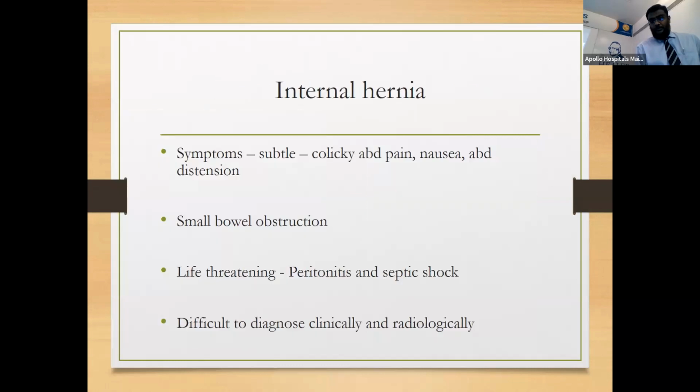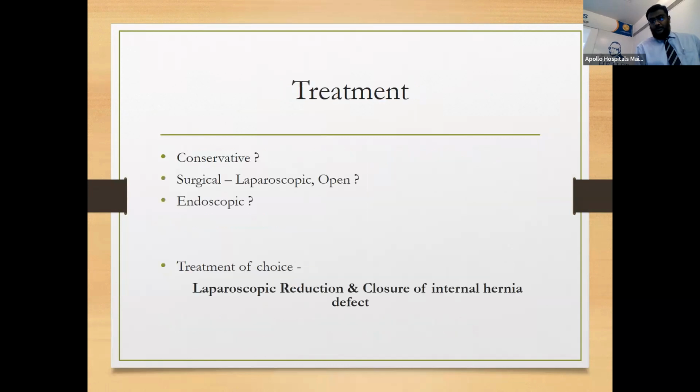And the thing about internal hernia is it's very, very difficult to diagnose clinically, unless you have an extremely high index of suspicion. And if it is not diagnosed at the right time, and if appropriate treatment is not initiated, these patients can end up having small bowel infarction, strangulation, peritonitis, septic shock, and so on. So the treatment for this is almost always surgical. It's a loop of bowel which is caught in a space that needs to be released, and that's the solution. Nothing else.